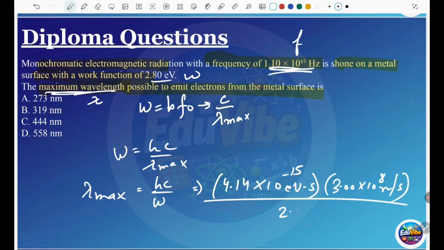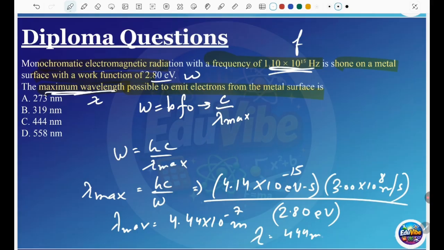Divide this by the W, which is 2.80 eV. When you solve this, you get about 4.44 × 10^-7 meters. Convert this to nanometers by dividing by 10^-6 (wait, by 10^-9 in principle). You will get about 444 nanometers. Option C.